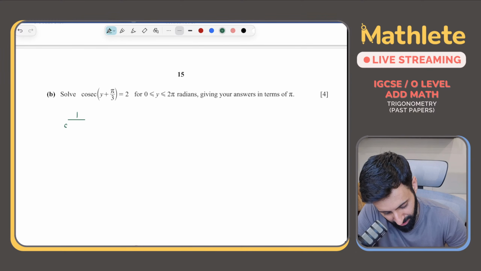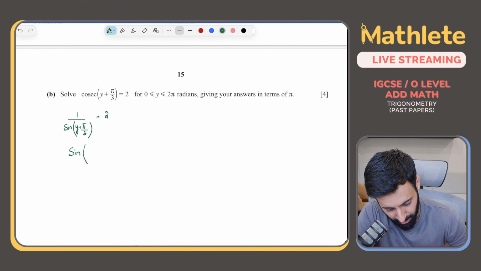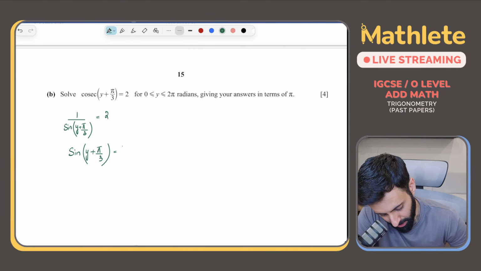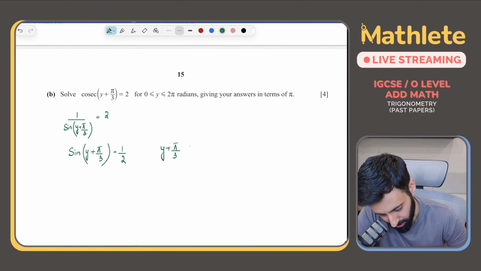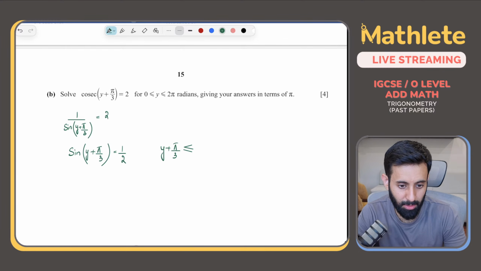So 1 upon sine of y plus pi upon 3 is equal to 2. Now let's make sine the subject. Sine of y plus pi upon 3 equals 1 upon 2. Okay, good, now it's time to alter the range. So y plus pi upon 3, okay, so we do y plus pi upon 3 on all sides. So 2 pi plus pi upon 3, what's that equal to? 2 pi.